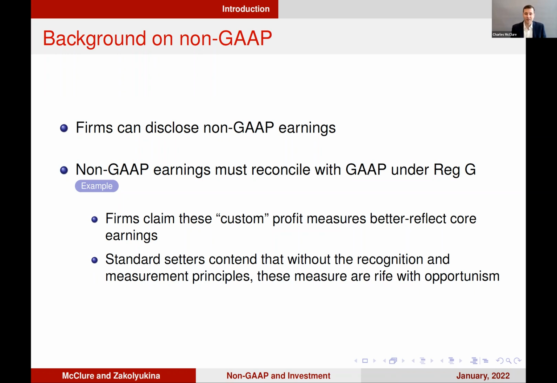However, on the other side of the table, standard setters and others will contend that, because non-GAAP earnings isn't subject to GAAP, it could be like the Wild West of how you define earnings. Critics will say that non-GAAP earnings is just net income before expenses. And so there could be a lot of opportunism in how these amounts are defined.